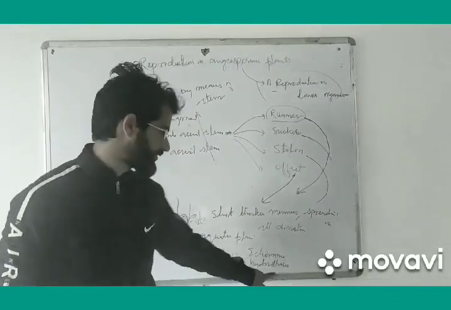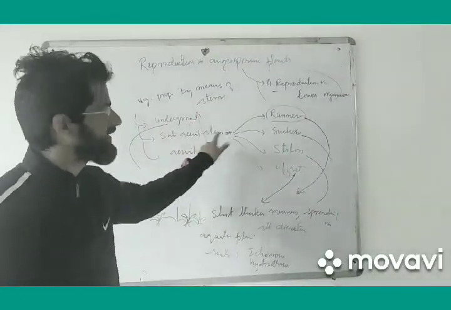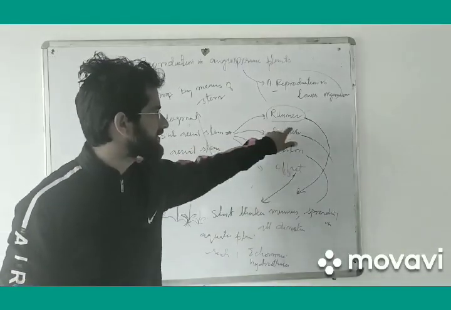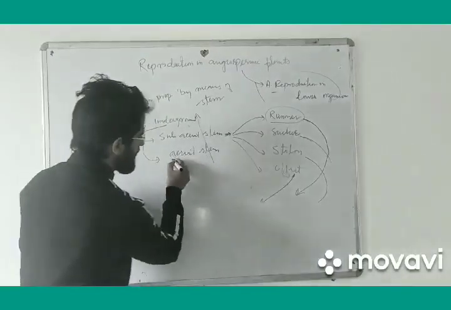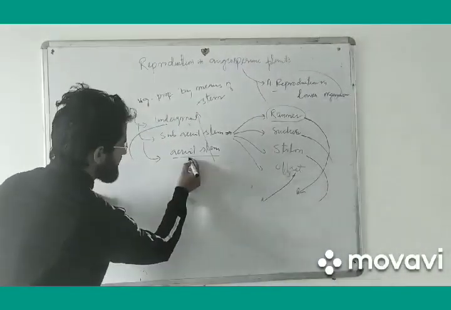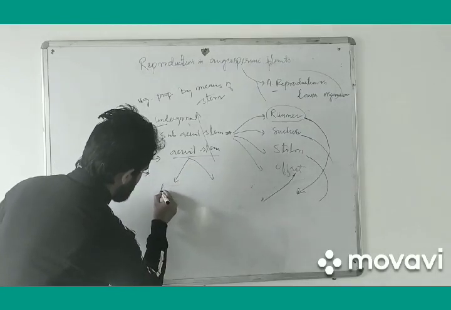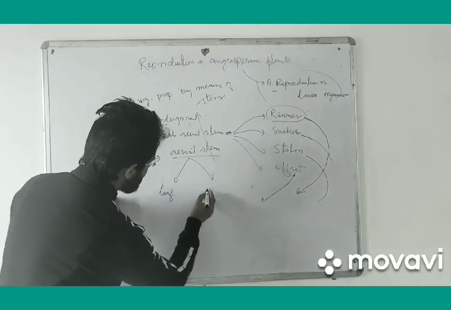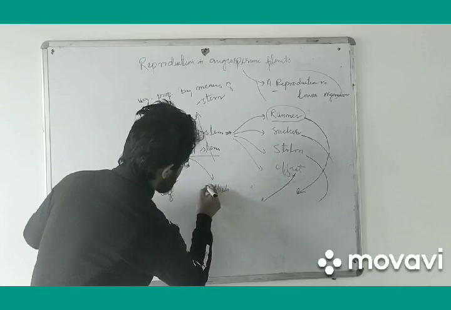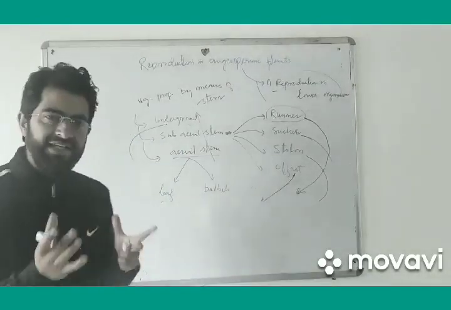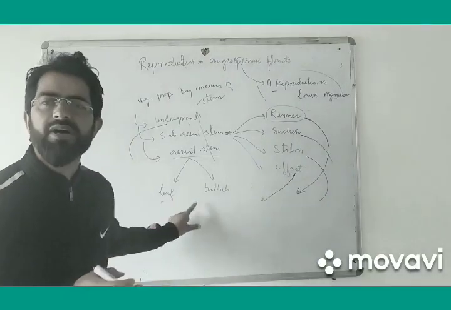Eichhornia and Hydrocharis, right? This was all about vegetative propagation by means of subaerial stem. These are four types: runner, sucker, stolon, and offset, right? Now we will finally talk about aerial stem. Aerial stem is of two types. One is vegetative propagation by means of leaf, or vegetative propagation by means of bulbils, right? When a leaf acts as a propagating organ, we call it vegetative reproduction by means of leaf.